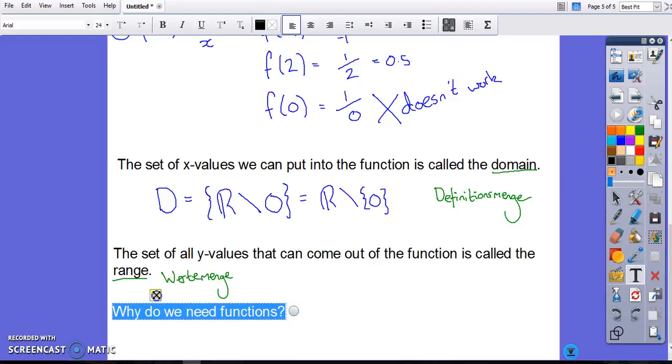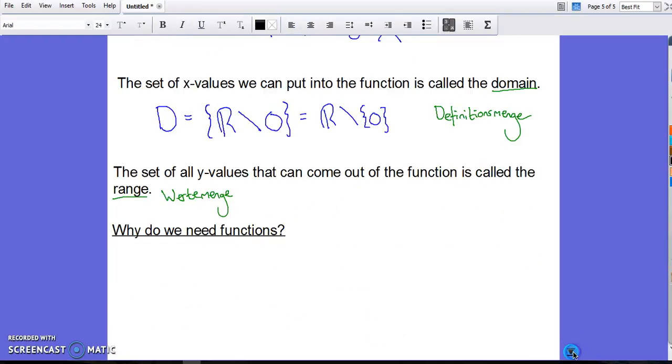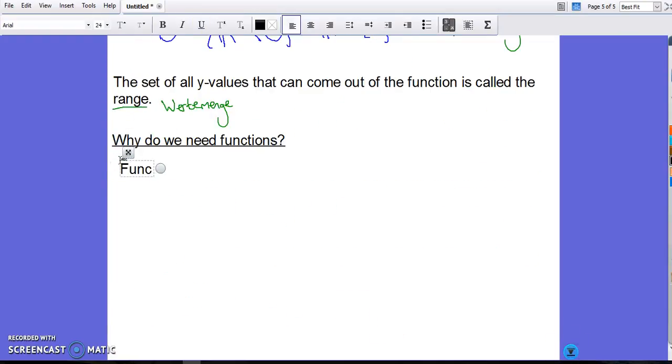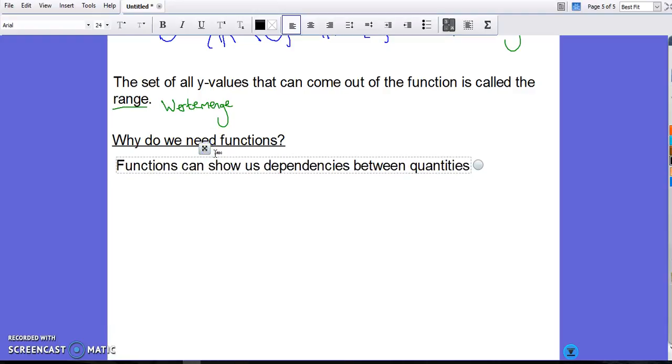Why do we need functions? Functions can show us dependencies between quantities, and they can help us predict what numbers are going to come out. So for different x values, they can help us predict the trends shown in patterns.